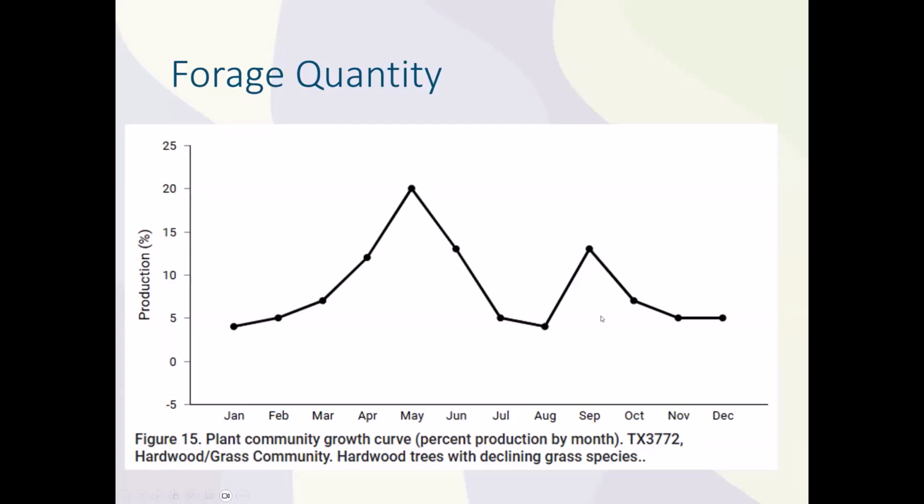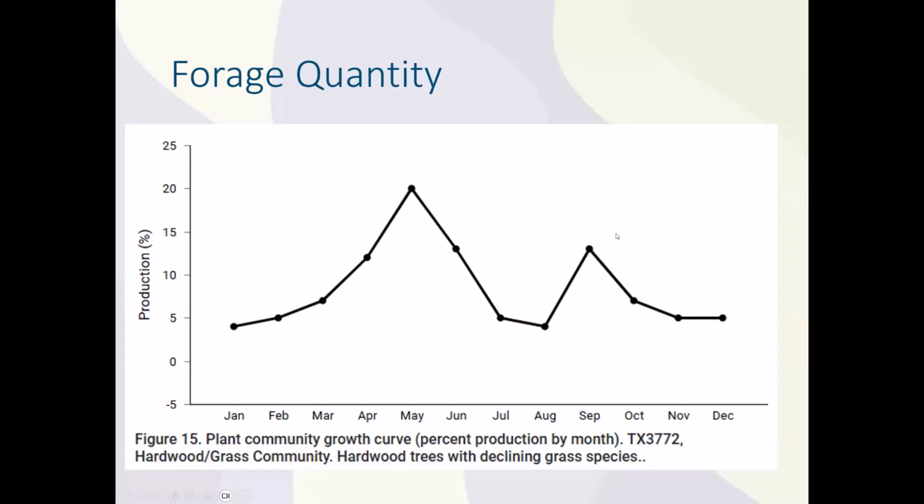So we're going to get a lot of our growth in the April to June timeframe. And then of course we have the summer slump, and then we get some more growth in the September, October timeframe. It really starts slowing down, and through the winter we get very minimal growth. And most of that growth through the winter is from cool season type of forbs and that sort of thing.